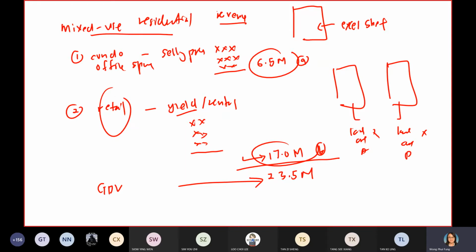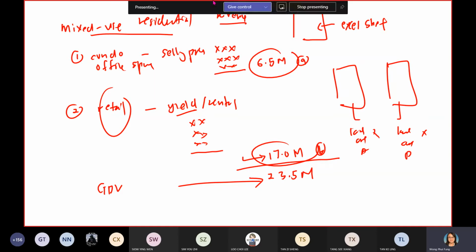All right. So far, is it clear or not for mixed use residential and mixed use commercial? If anyone is proposing mixed use commercial, if yes, then I have to explain. If no, then I skip. So far, any question? Are you all clear? If clear, just type okay.